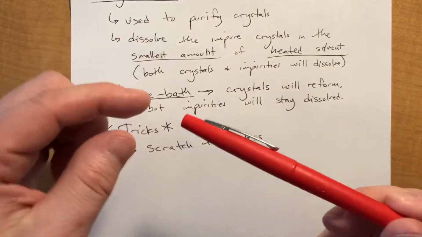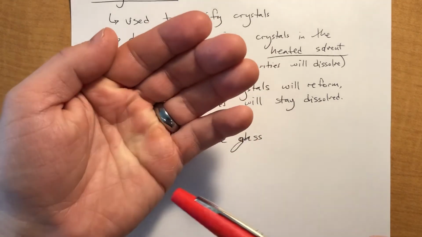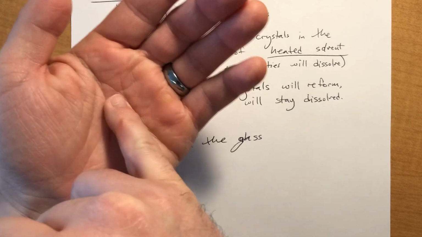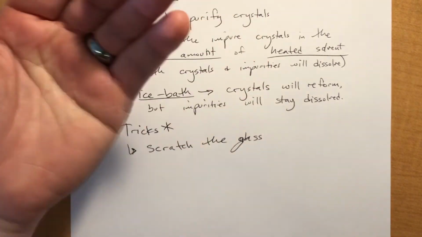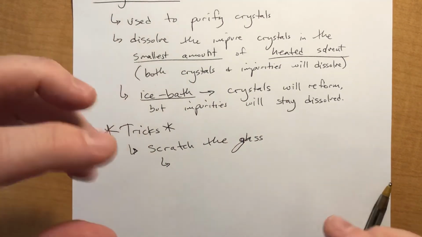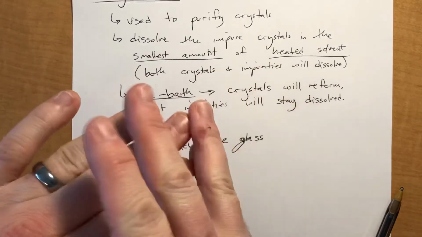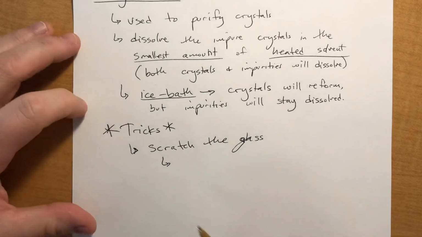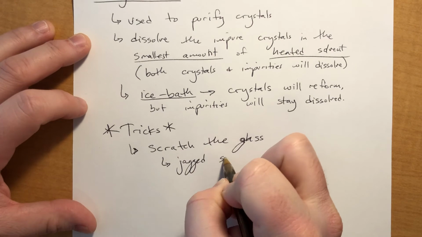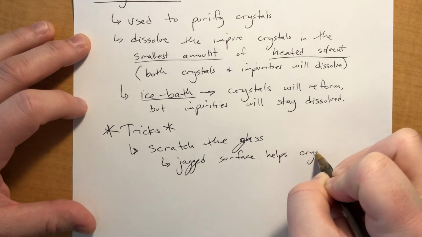you literally take the edge of the glass, and you don't want to snap it, because it is glass, and you don't want to push through the bottom because it is also glass, but you want to push hard enough to scrape it and create, like the line in my hand, a little texture. Okay? The scratch allows a jagged surface for the crystals to start reforming. If it's a smooth surface, they won't crystallize right. The jagged surface helps crystal formation.